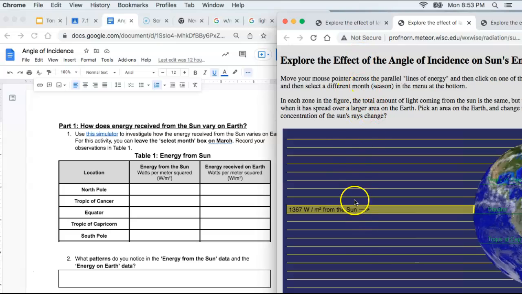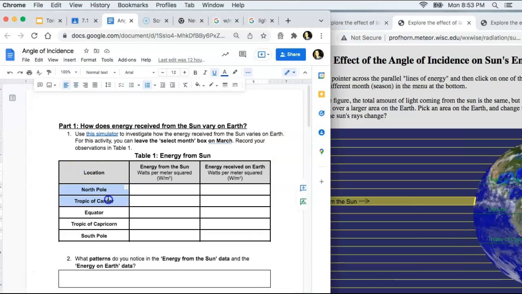interactive right here that's going to show you the energy that the sun gives off right here. And what we're looking at is the location on Earth: the North Pole, Tropic of Cancer, Equator, Capricorn, South Pole, and then the energy from the sun, so the amount of energy the sun gives off, and then the energy that's received from the sun.